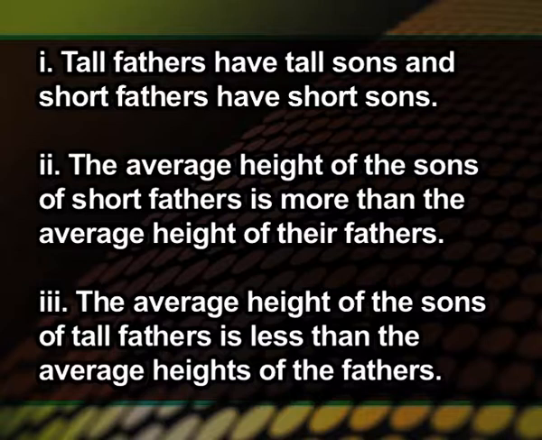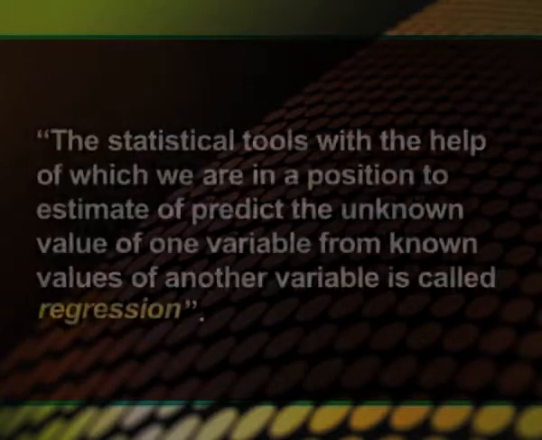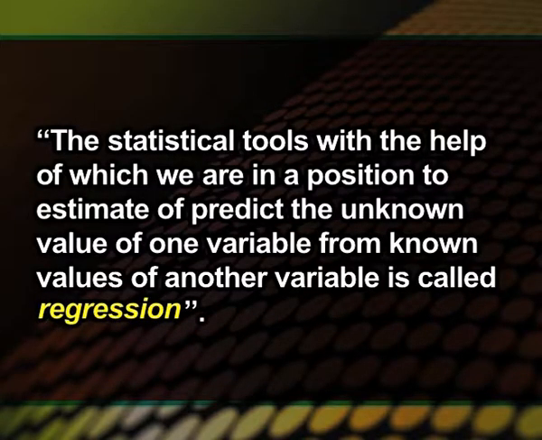First, tall fathers have tall sons and short fathers have short sons. Second, the average height of the sons of short fathers is more than the average height of their fathers. Third, the average height of the sons of tall fathers is less than the average height of the fathers. In other words, the statistical tool with the help of which we are in a position to estimate or predict the unknown value of one variable from known values of another variable is called regression.